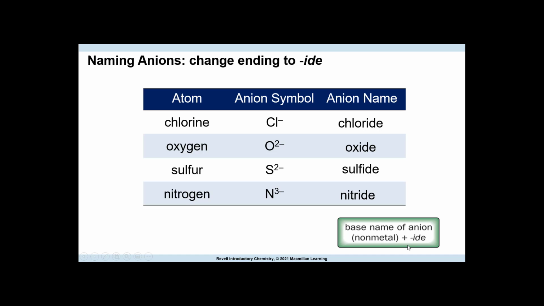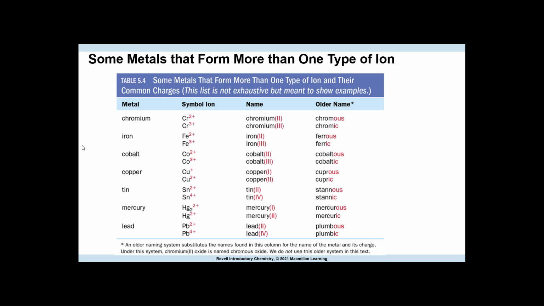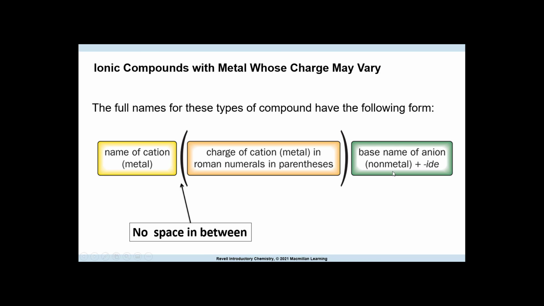Oxygen atoms form oxide ions. You see the "gen" is gone. It just cuts that off and ends in "ide." Sulfur atoms form sulfide, and nitrogen atoms form nitride. Where the ending is, we drop it and add "ide." So the base name of an anion is the nonmetal plus "ide." I got this from another one of my slides. If we go back to the pattern, this is the whole complete thing: the base name of the nonmetal plus "ide."